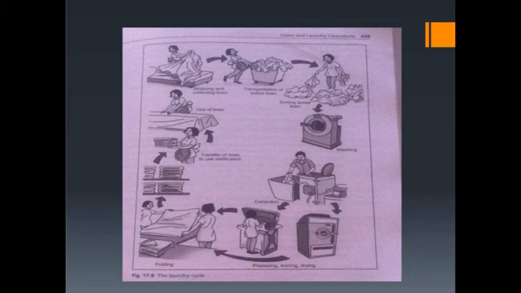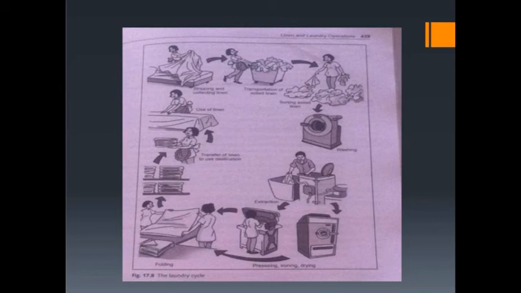Then once it reaches the laundry, that particular lady is sorting that soiled linen on the basis of fabrics and on the basis of the cleaning procedures to be done. Then after weighing and sorting, it is added to the washing machines.